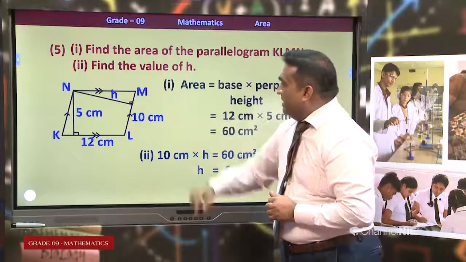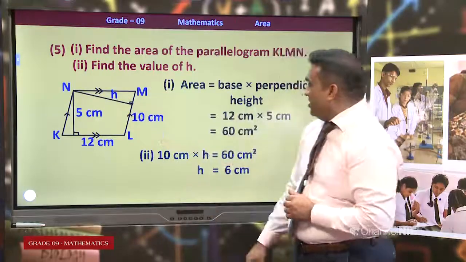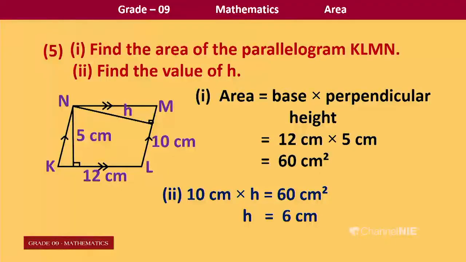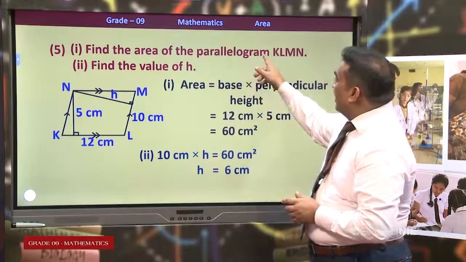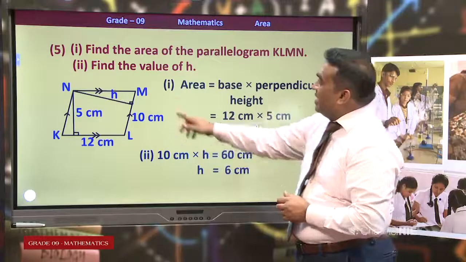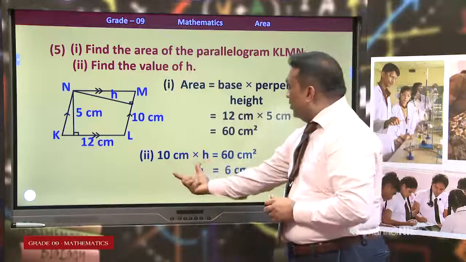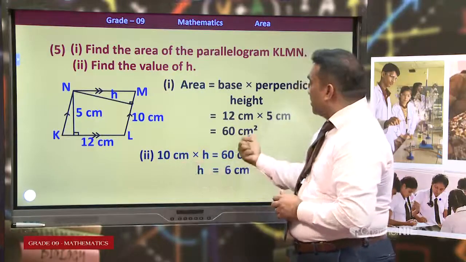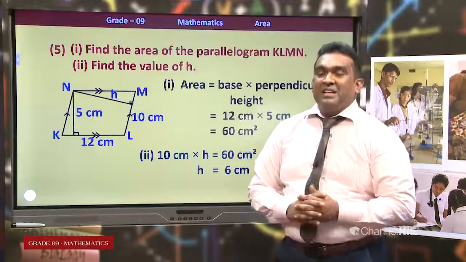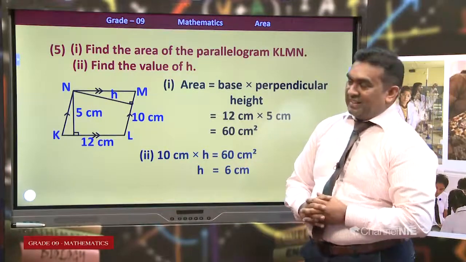Base is 10, perpendicular height is h, equals 60, because the area of this parallelogram is 60 square centimeters. Now you can divide both sides by 10 centimeters. Finally you have h as 6 centimeters. Right? Find the area of the parallelogram. We got that as 60. Find the value of h. Product equals 60, it means 10h equals 60. Finally you have h as 6 centimeters.